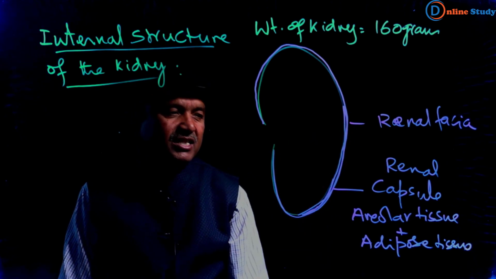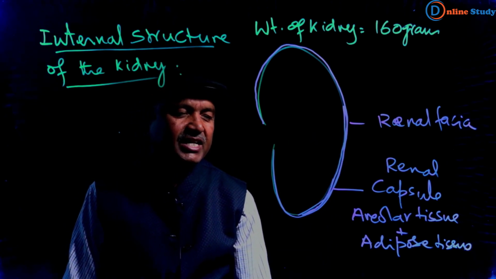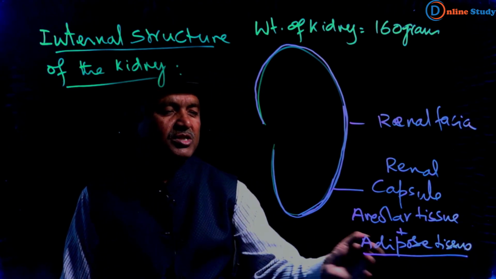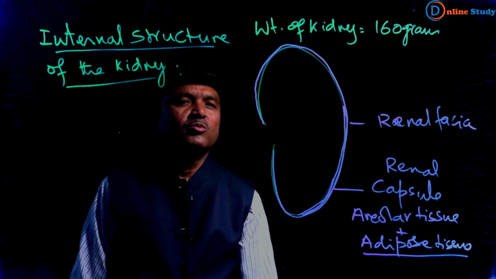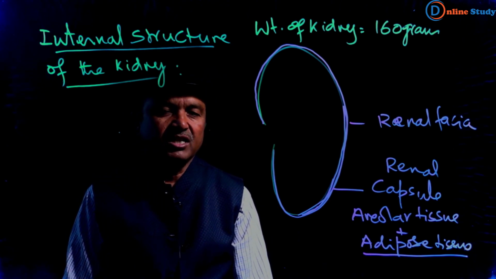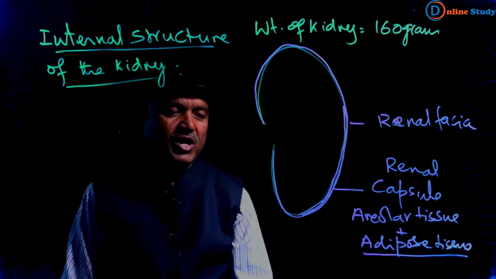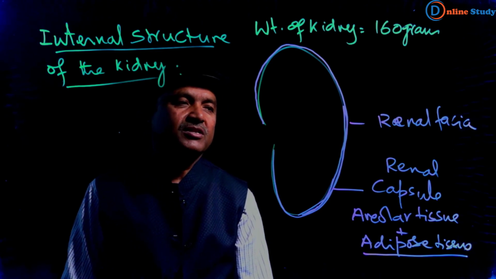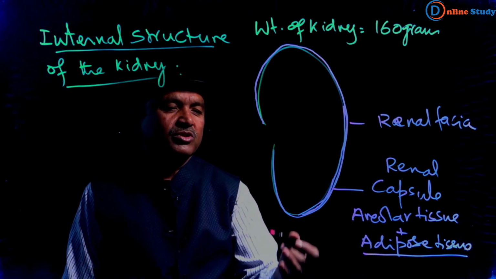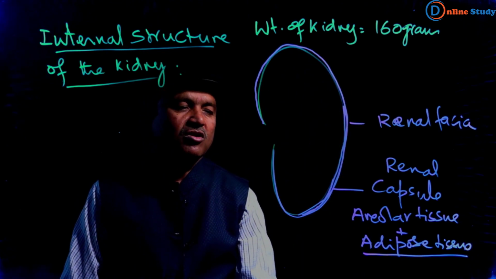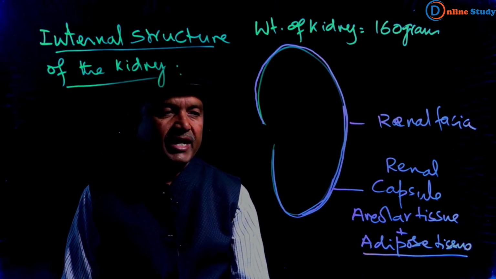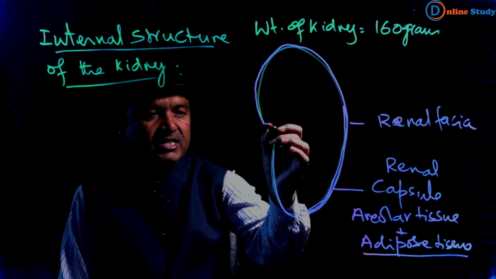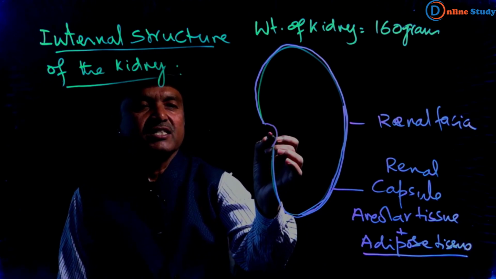Inside it there is fatty tissue that is known as adipose tissue. This adipose tissue protects the kidney from physical injury, acting as a shock absorber. The areolar tissue forms the capsule, which makes it strong and protects the kidney. And the inner side, as we have already discussed, is known as the hilus.